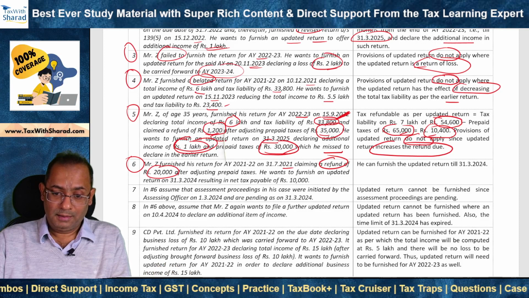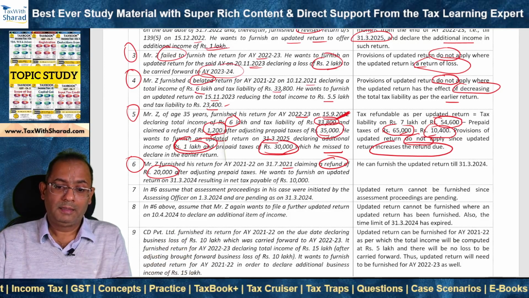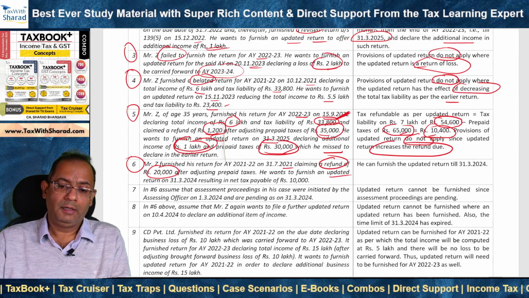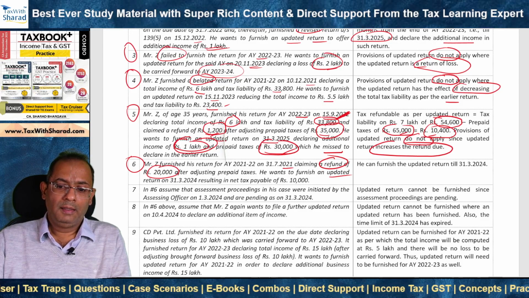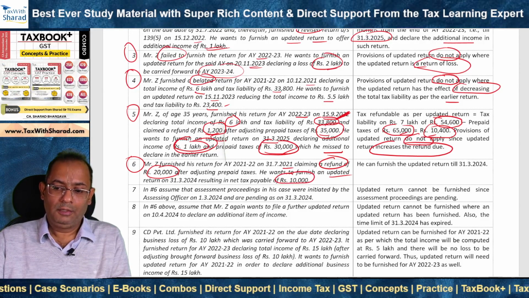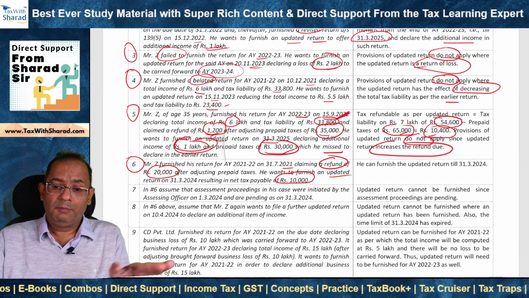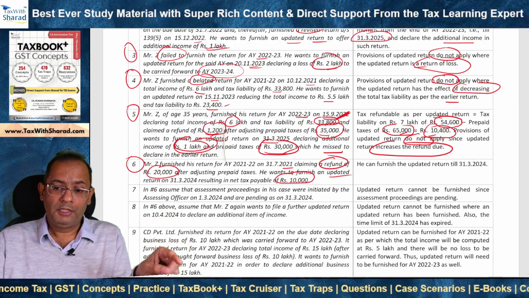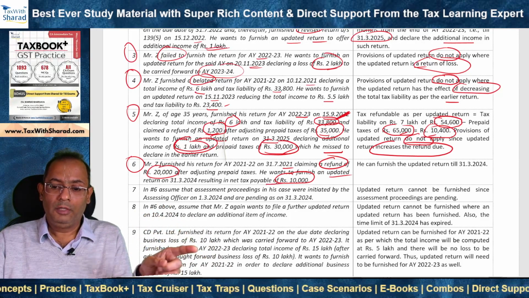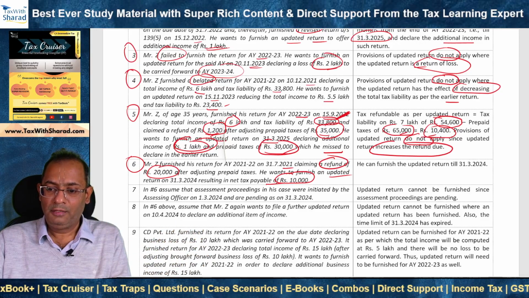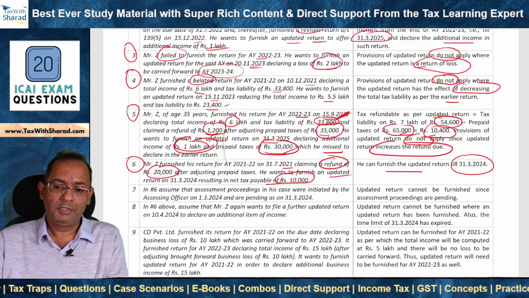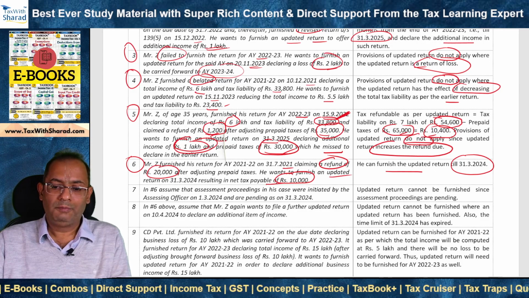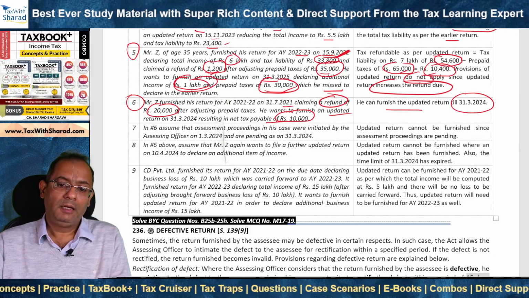after adjusting prepaid taxes. Now he wants to furnish an updated return on 31st March 2024, resulting in net tax payable of rupees 10,000, right? So in this particular case, he wants to furnish updated return and he will be declaring some additional income on account of which the claim of refund will get converted into net tax payable of 10,000, which is perfectly fine. So he can furnish the updated return till 31st March 2024, which is 2 years from the end of the assessment year 21-22. So he can furnish the updated return. Number 7.